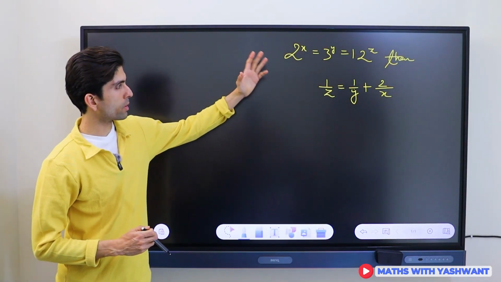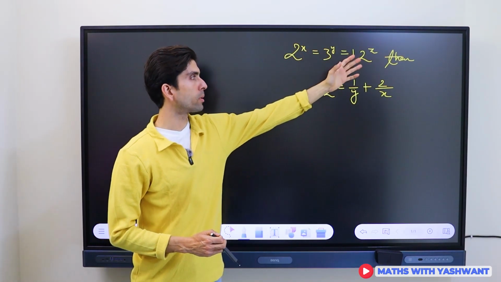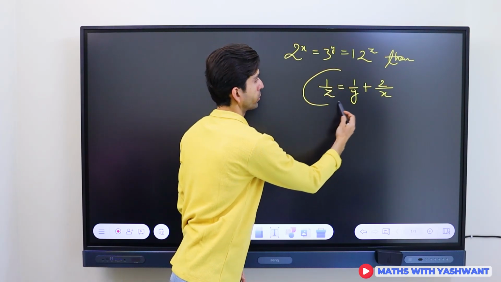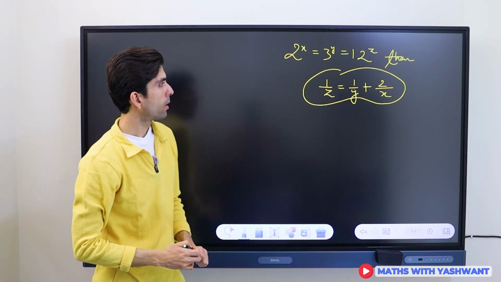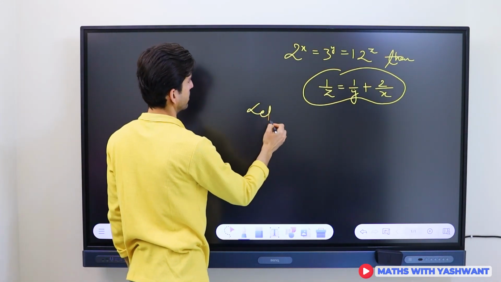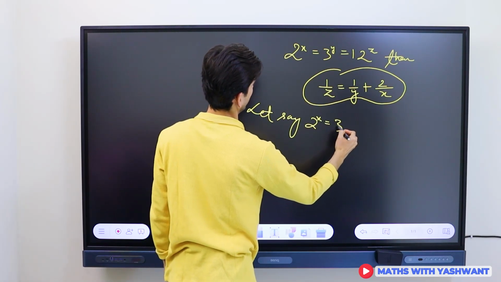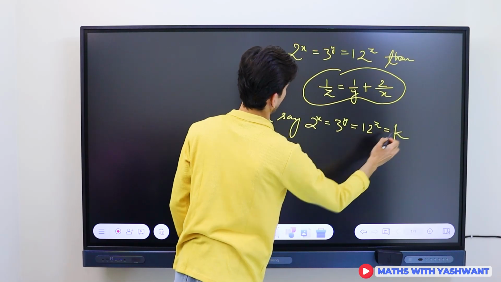Our first question is 2 to the power x is equal to 3 to the power y is equal to 12 to the power z. Then we have to prove that 1 by z is equal to 1 by y plus 2 by x. Let's start. Let's say 2 to the power x is equal to 3 to the power y is equal to 12 to the power z is equal to k.